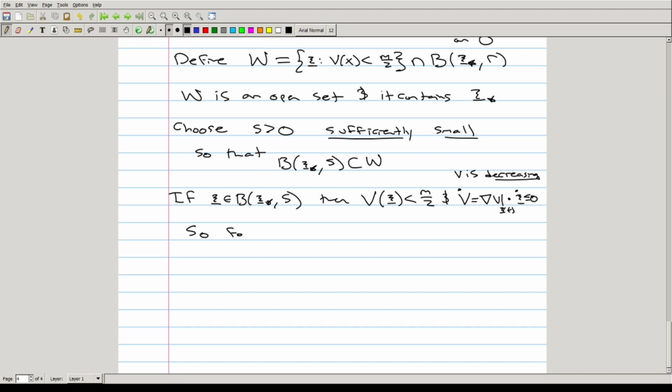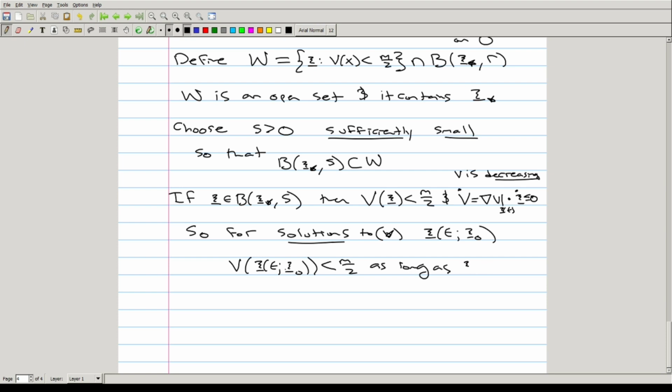So for solutions xi of t with initial condition xi naught, where xi naught is in this S ball, V of xi of t, xi naught will be less than M over 2 as long as xi of t, xi naught remains in W. Which, because V is decreasing, we have exactly this.